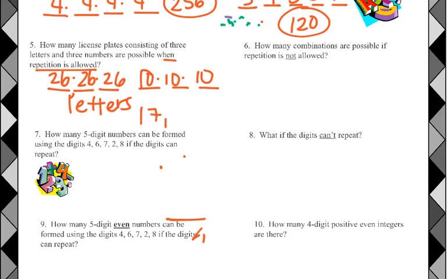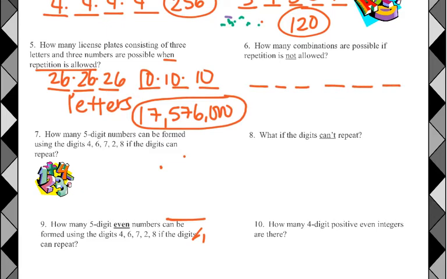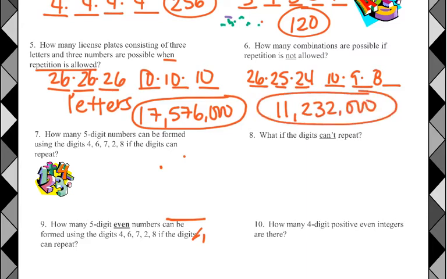And then believe it or not, that's 17,576,000 combinations of license plates. Would it be less or more if they said no repetition? Well, you'd have 26 choices, but then you couldn't use whatever you had first, so then only 25, and then only 24, and then 10 choices, and 9 choices, and 8 choices. So altogether, only 11,232,000 choices. So repetition being allowed gives you a lot more options than not allowed.